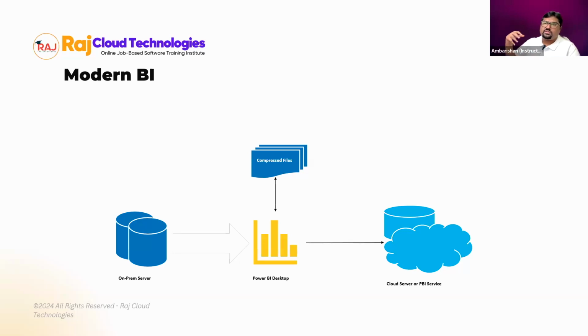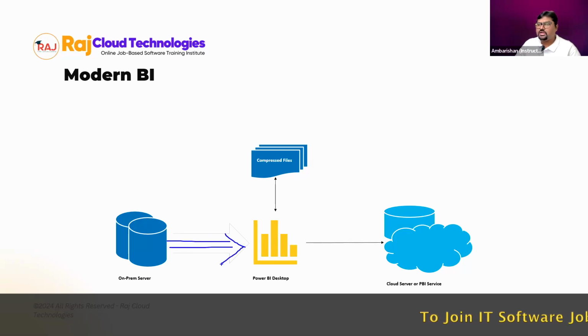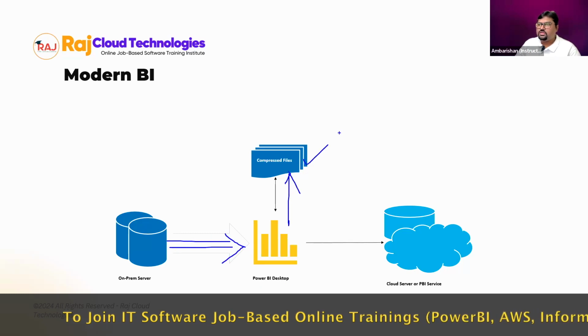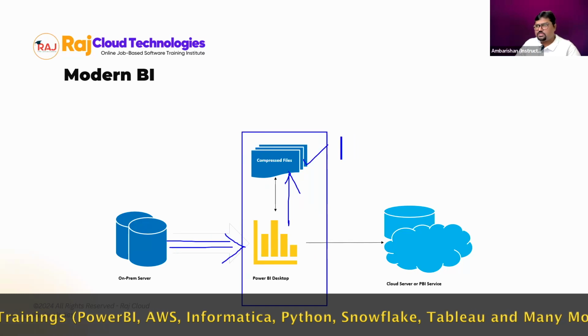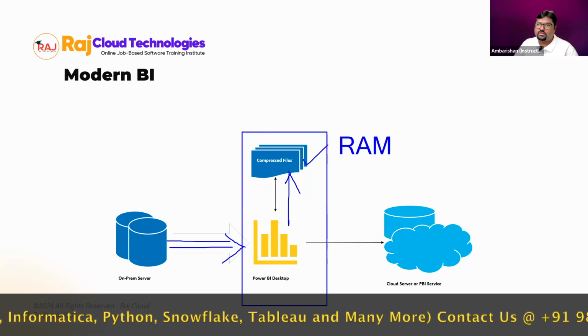So there is this concept that is going on. The data is being pulled by the tool itself. It is going to create a compressed version of the data set, a local copy of that data set, and this is going to be stored in the RAM, random access memory.